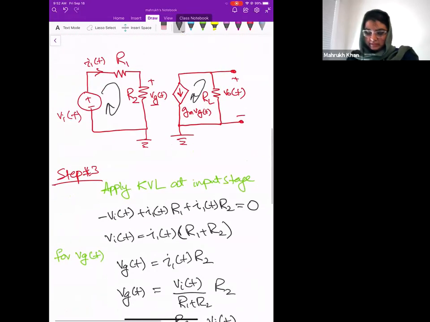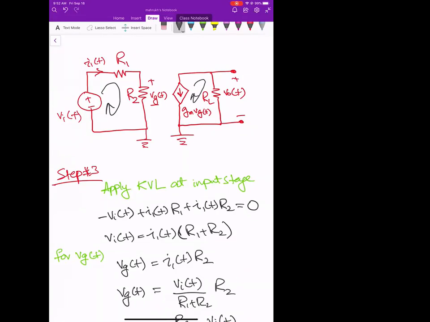Anybody else has any question? Is it clear? I think I'm missing something in the input and output stages. How do they relate to each other? Is there a relation in current that they share between each other, or is it?